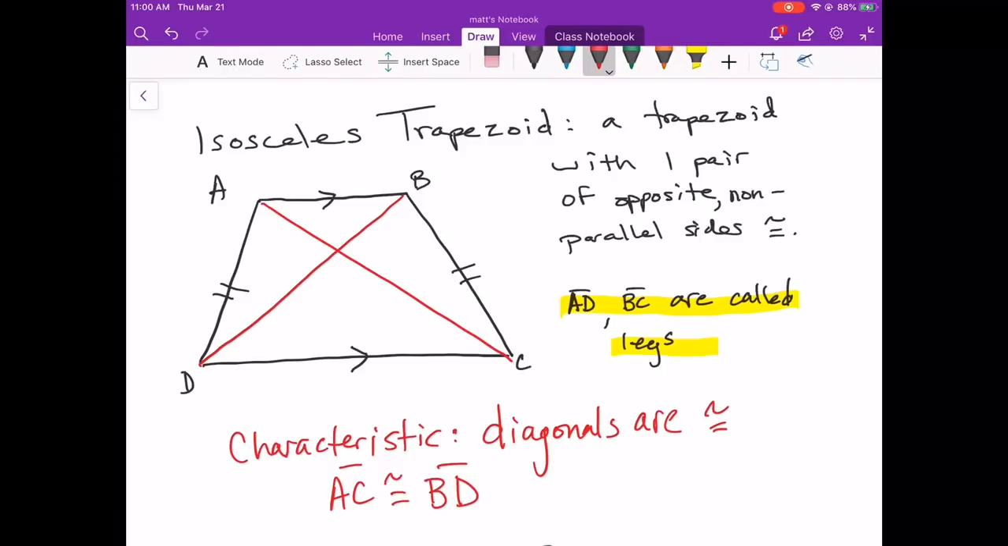So in this picture, hopefully you can see, according to the markings, that this is a trapezoid, one pair of opposite sides parallel, but then AD and BC are congruent, and that's what makes this an isosceles trapezoid. So it's a trapezoid with one pair of opposite sides that are non-parallel but are congruent. So the non-parallel sides are the ones that are congruent, and just like in a triangle, we call those legs. The characteristics of this trapezoid is that the diagonals are the same. So in addition to it being a trapezoid, you can add on that the diagonals are congruent. So AC is congruent to BD.